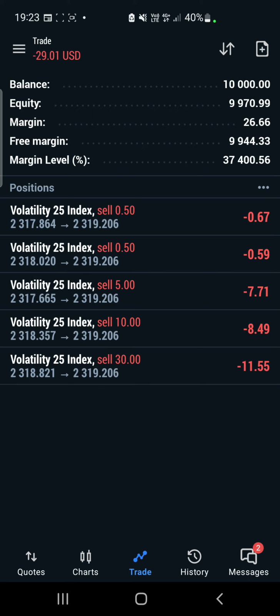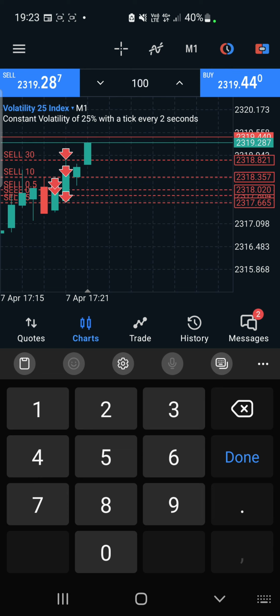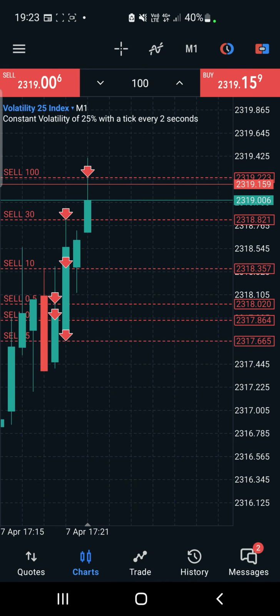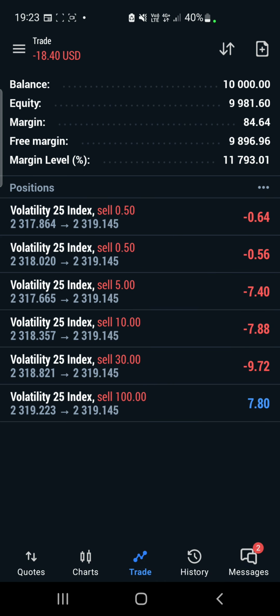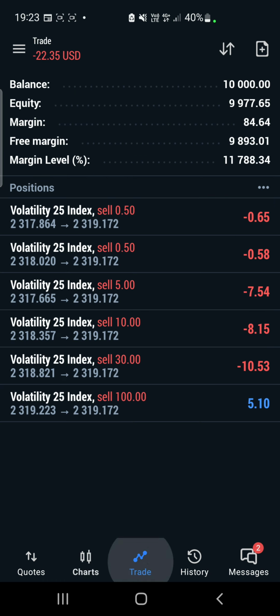You understand? So you should be able to also use risk management. You should be able to risk small amounts when you have small money. I could use more because obviously I have $10,000. Let's say 100. I think I can go to 100. Look how I just made this profit here. This whole 100 can cover these losses.